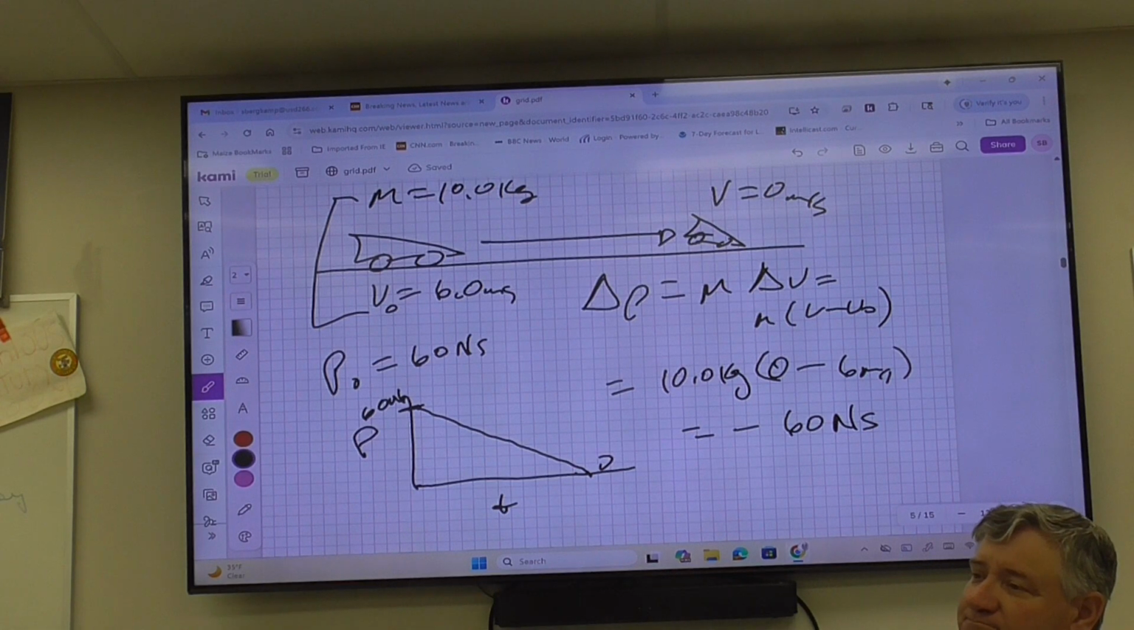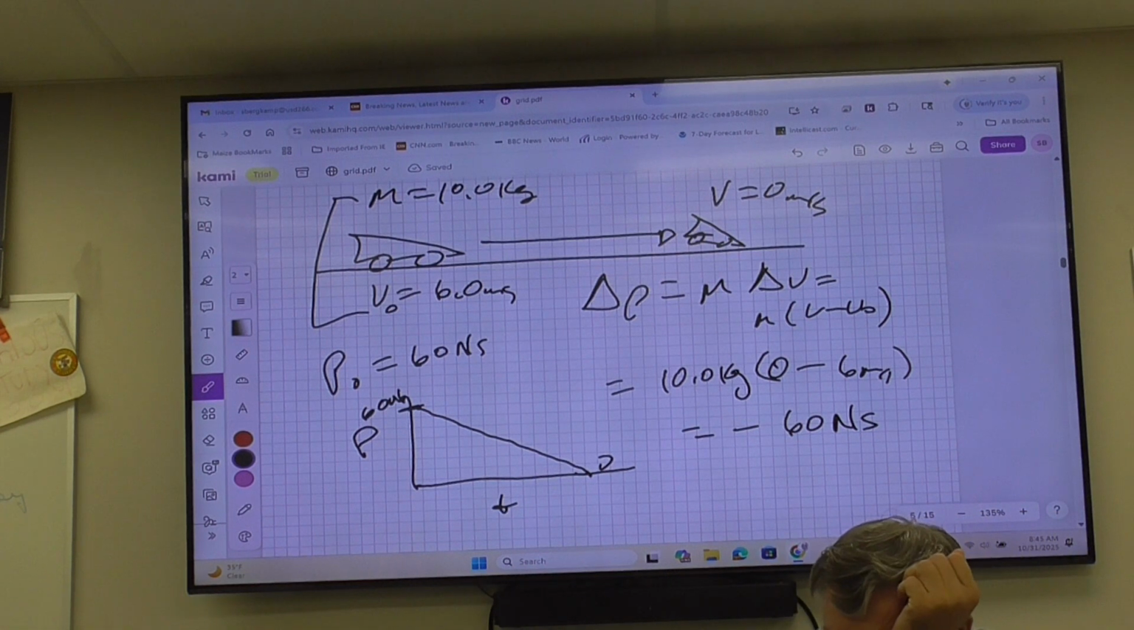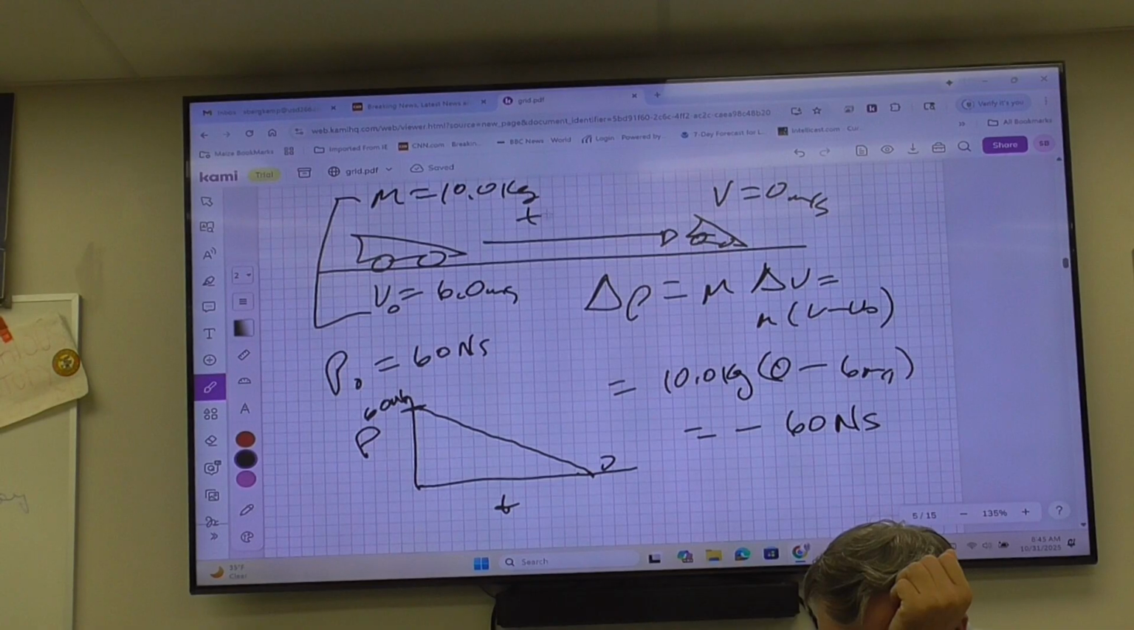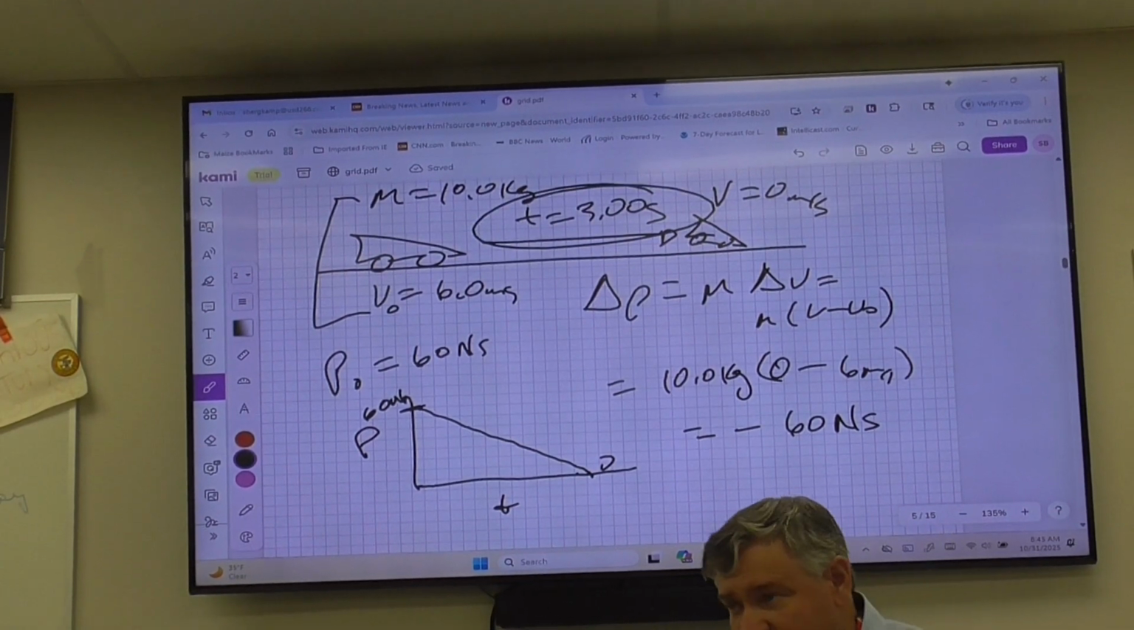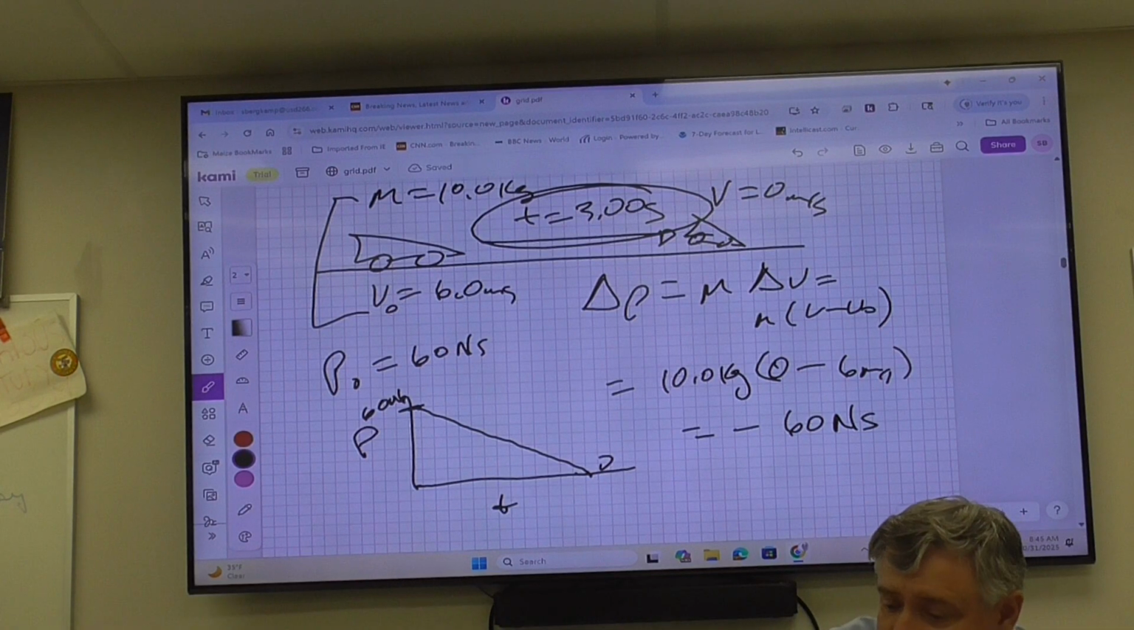Can we find the time? No, you can't. We have the initial and the final velocity, but you don't have distance or anything else. Now, let's say that it takes 3 seconds for the car to stop. Now we can. Ah, now you can.